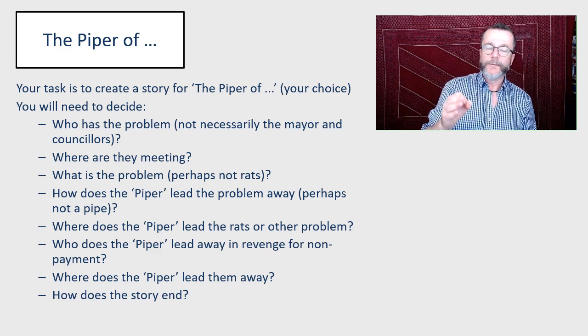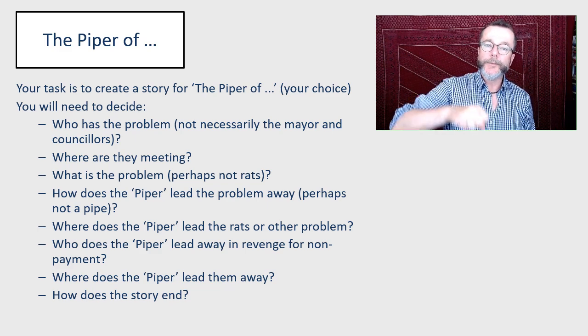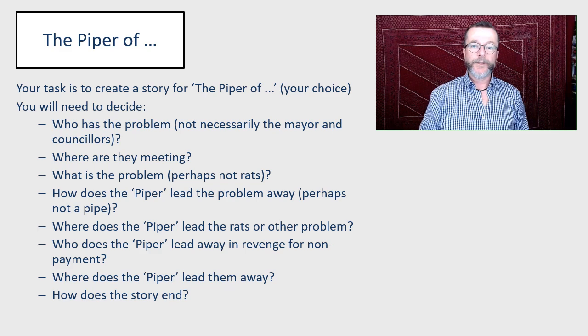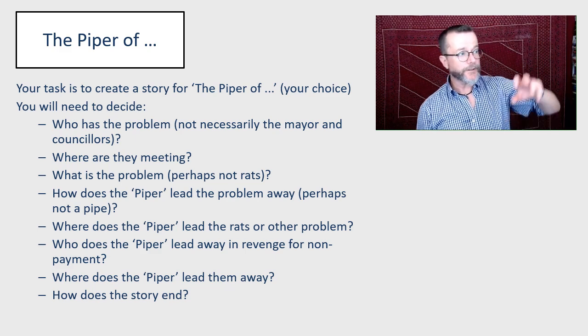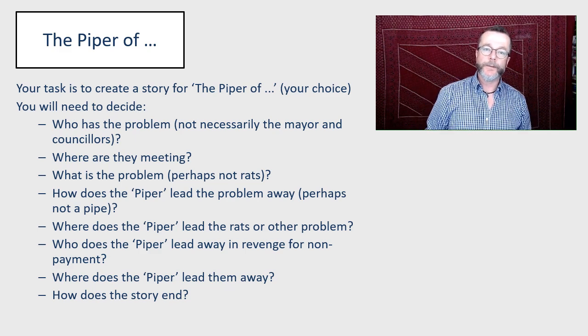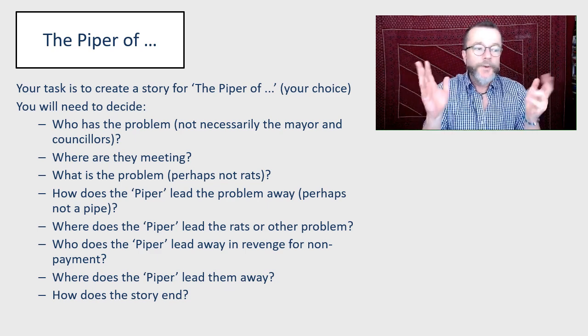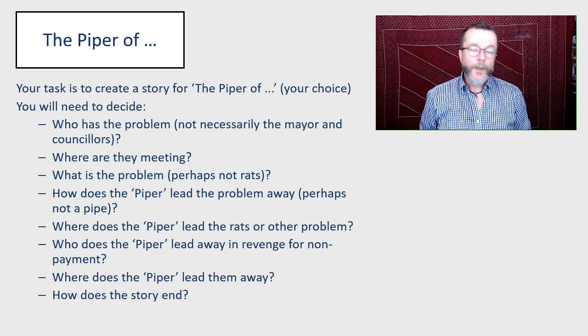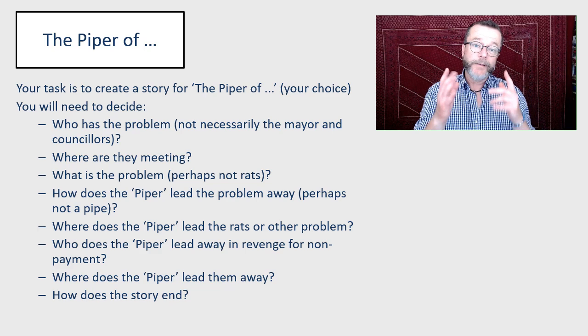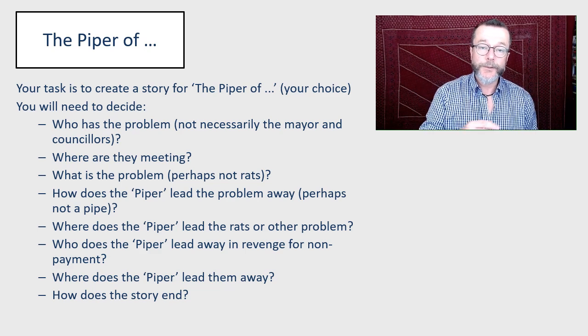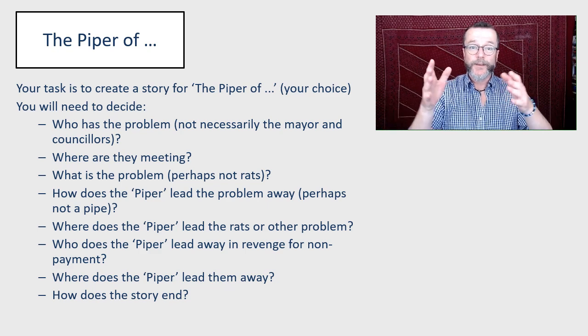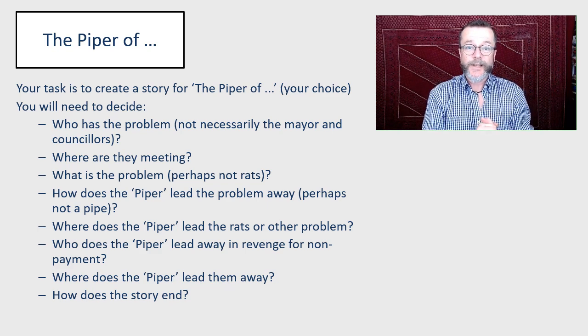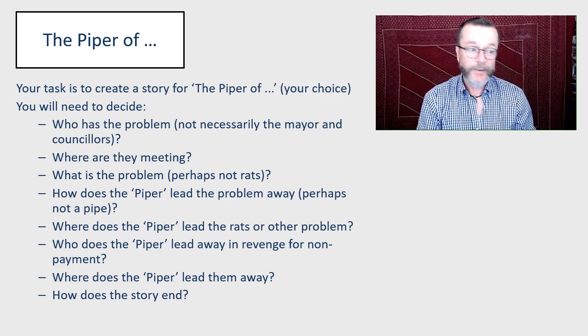Where are they meeting? We need to know where these people are because we're going to find them somewhere. Are we going to find them in the university? Are we going to find them in parliament? Are we going to find them in a restaurant? You need to decide where they are meeting. And what is the problem? Is it going to be rats, or is it going to be cockroaches? And when I've done this with teachers, sometimes they say politicians are the plague.